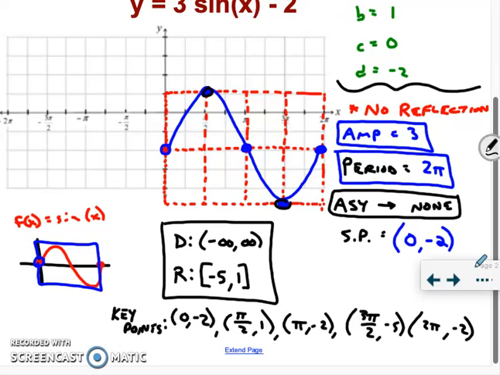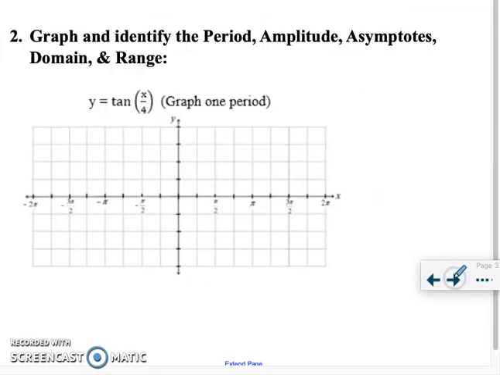So again, that was our sine curve. Again, if you can do sine, you can do cosine, you can do secant or cosecant. Again, really, I'm confident that we can be successful there.